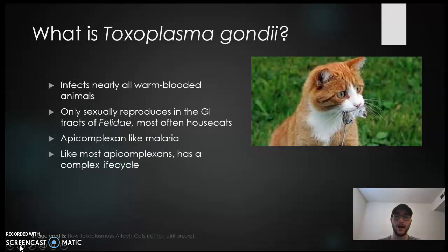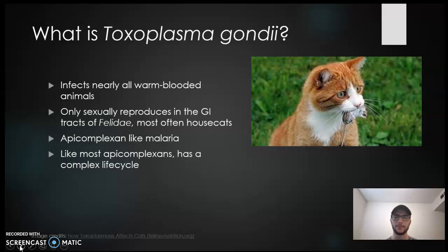So Toxoplasma gondii infects nearly all warm-blooded animals. This includes mammals and birds, and it is capable of asexual reproduction in all warm-blooded animals, but it only sexually reproduces in the GI tracts of felids. So most often connected to house cats, but also things like lions and tigers.